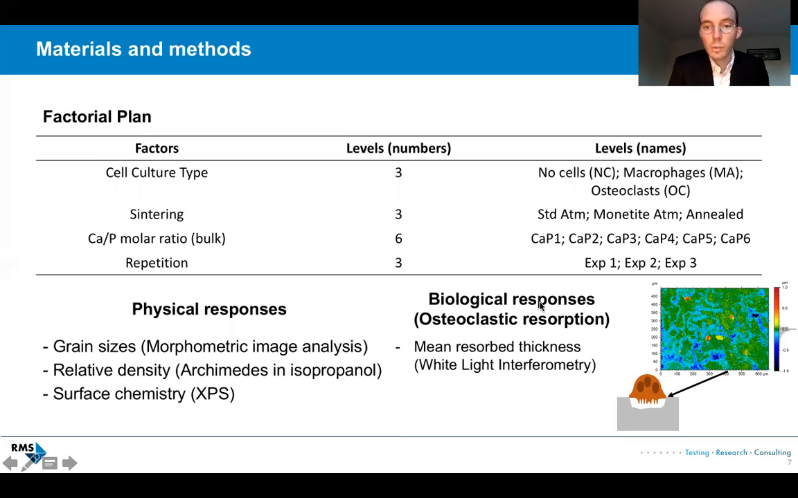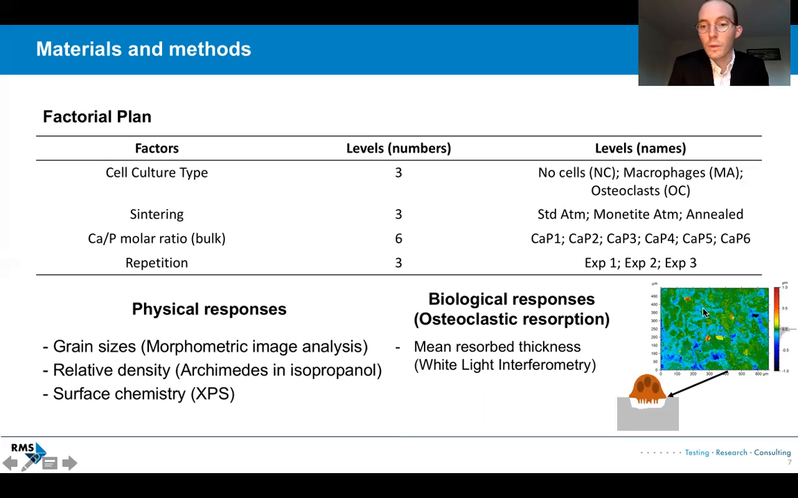For the biological responses, namely the osteoclastic resorption, we chose to quantify the mean resorb thickness using a white light interferometry method. So just a few words about this method. Basically, here we have our cylinders that were resorbed by the osteoclasts, and we just take a picture of the surface which is resorbed.